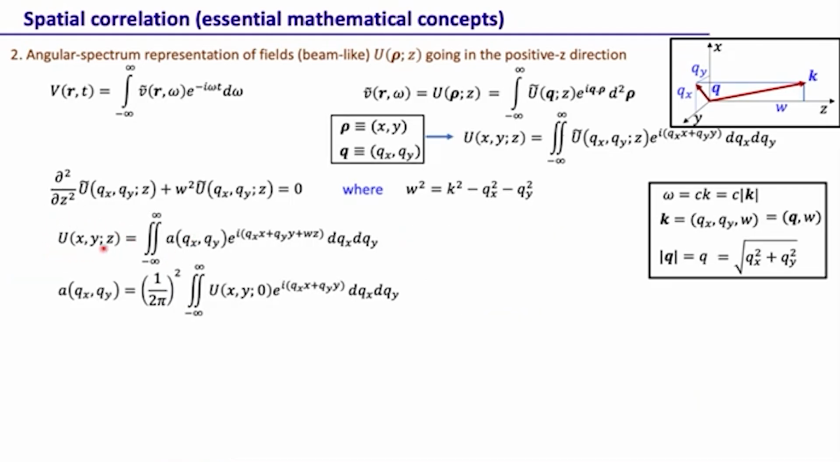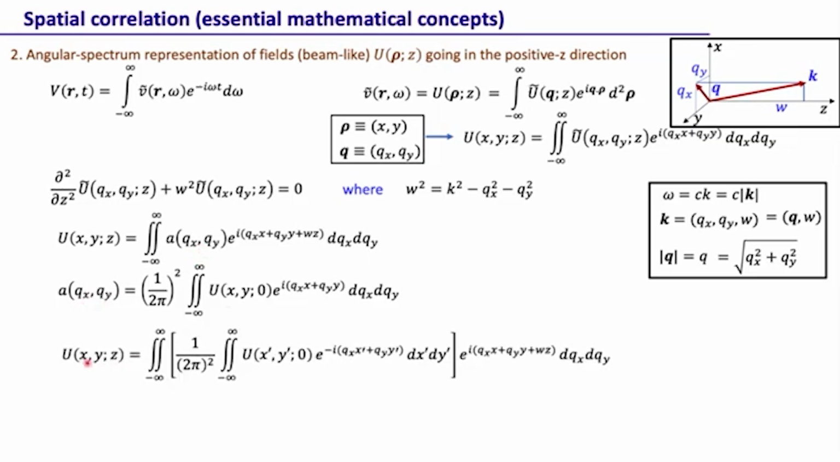So let's do that. This is what we have, the u at any z, and the a written in terms of the field at z equal to 0. Now if you want to calculate the field at z, we just substitute this expression in there, and that basically gives us the field at x y at any z. So this a(qx, qy), when we substitute in this expression, this is what we get.